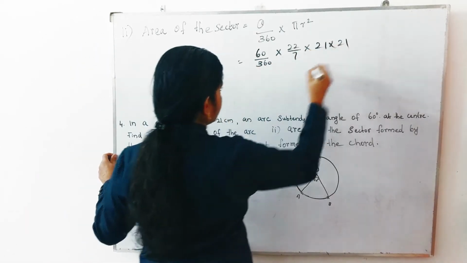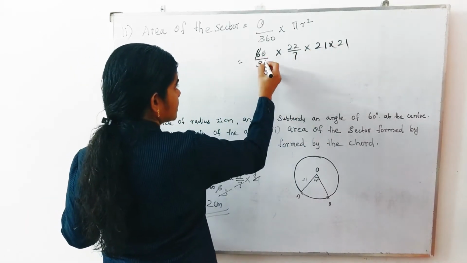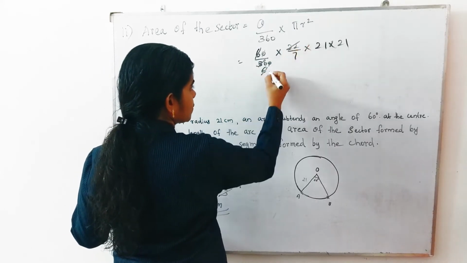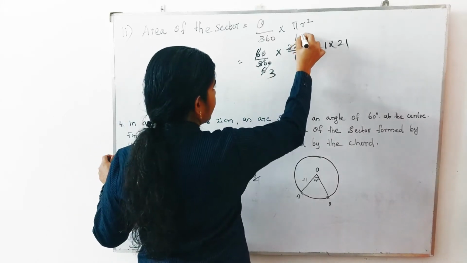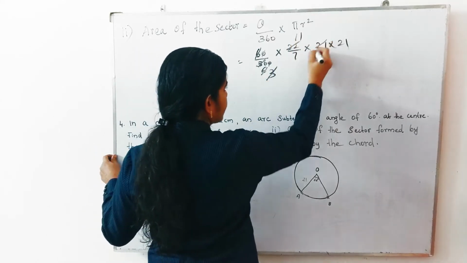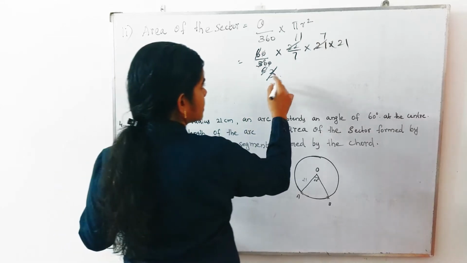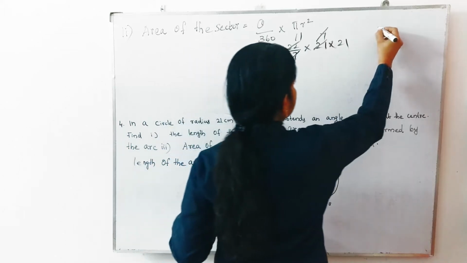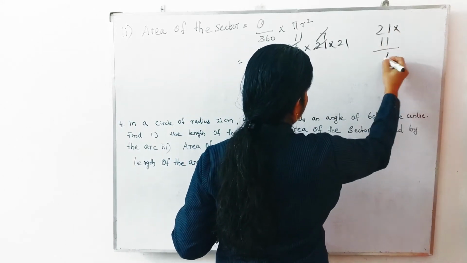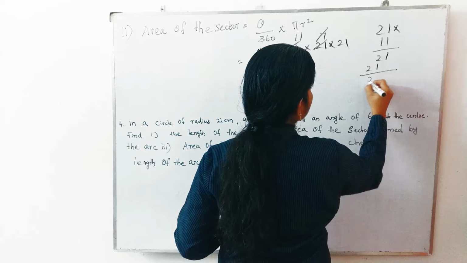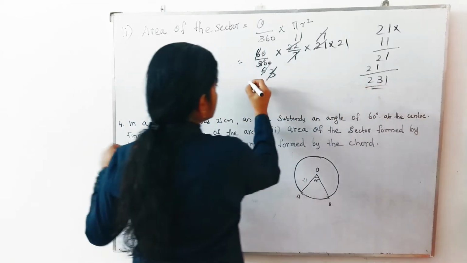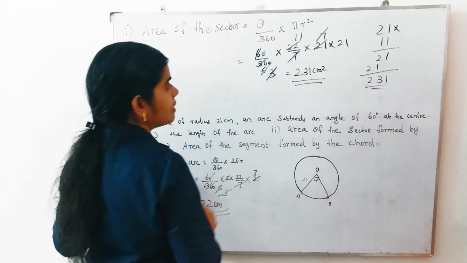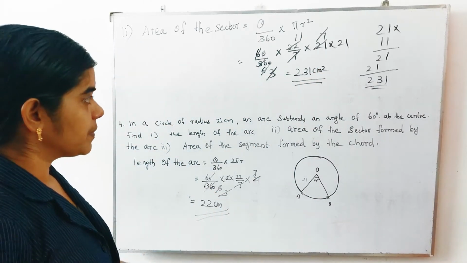21 into 21. The 0 we can cut. Thus it will be 6. And how many times can we cut this 2? Thus it will be 3. Thus it will be 11. And thus we can cut 7. This 7 and 7. And then 21 into 11, 231. 231 centimeter square will be the area of this sector.